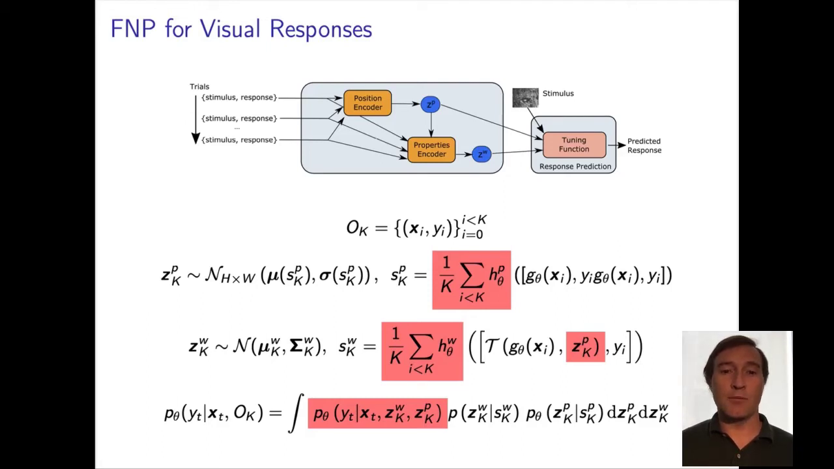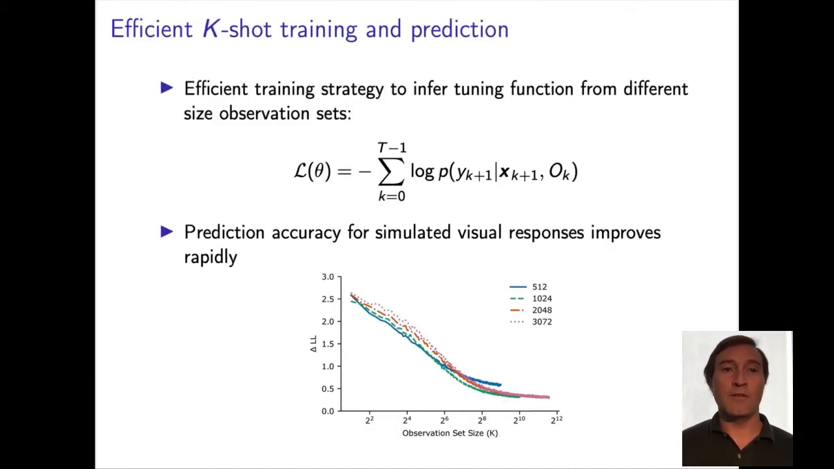I highlight a couple of points in the equations here, specifically that the encoders operate on individual samples of the stimulus-response observations. And that was why it was so important to have this latent variable representation, so the readout encoder could actually factor in the inferred tuning function position, and then that's used in the conditional decoder at the bottom.